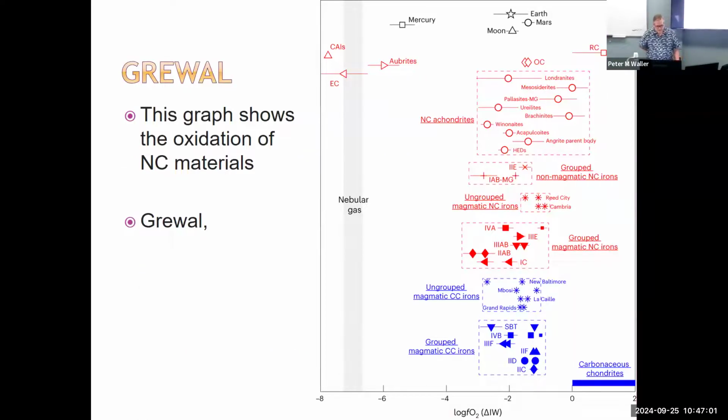Okay, so he looked at the oxidation levels of non-carbonaceous and carbonaceous materials. So here's the carbonaceous materials in blue and the non-carbonaceous in red. And he said they all had the same oxidation, which indicated to him that they all formed in a wet protoplanetary disk. Okay, so it looks like we're moving in the direction of the inner planetesimals formed wet and then dried out.